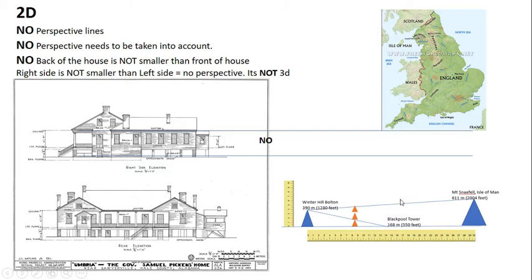In this situation, again, no perspective is taken into account. Everything is depicted at its correct value, at its absolute value. So Mount Snaefell has to be plotted at its relative size compared to Winterhill and to Blackpool Tower. This is how you correctly draw a 2D diagram, and this is the correct analysis.